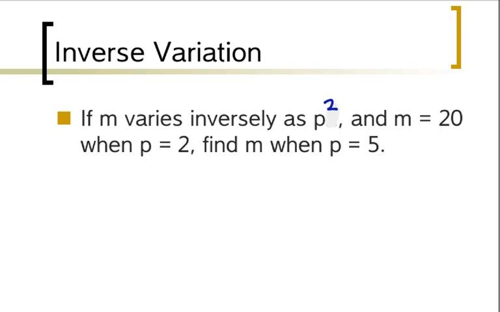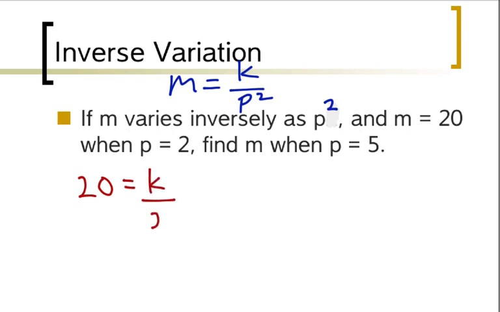This one says m varies inversely as p squared, and m equals 20 when p equals 2. Find m when p equals 5. So our formula will be that m equals k over p squared. And then we just have to plug in our numbers. So our first time it's going to be 20 equals k over 2 squared.